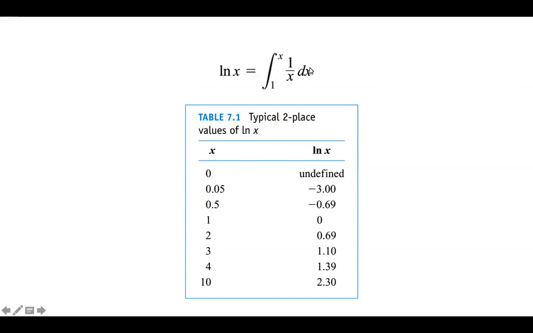I just noticed a little typo here. I don't think I noticed this any other time I've taught Calc 2. This should be a t, which is what's called a dummy variable. You're really not supposed to have the same variable here and here. So change that to a t. It should be 1 over t dt.